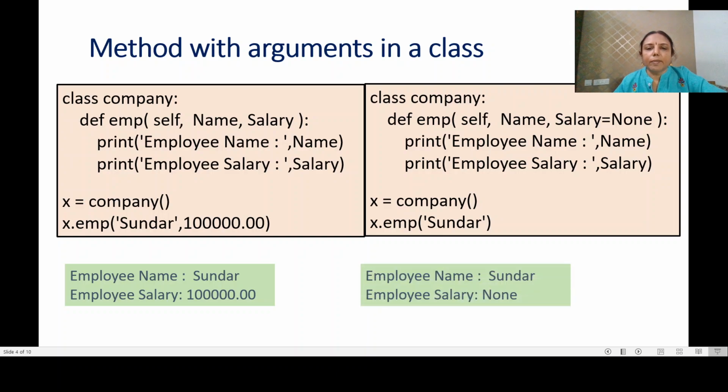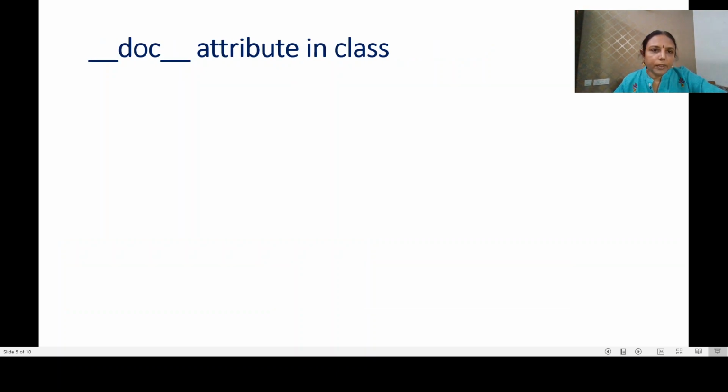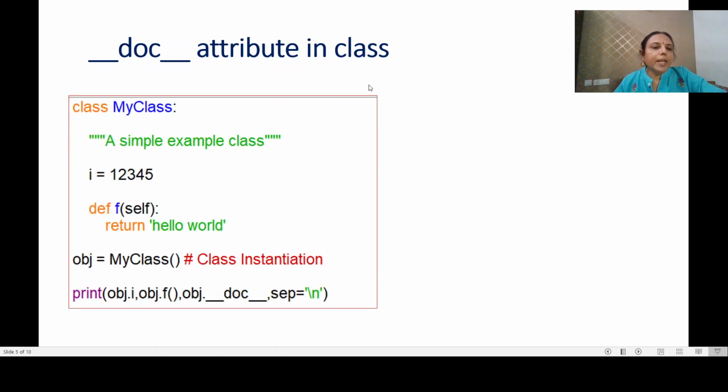So you will get this value. Now you have an attribute called __doc__ attribute in the class. So the main function of this is, whenever you define one class, you can write a comment. This is a comment. So this comment can be written. All the comments can be enclosed in triple double quotes.